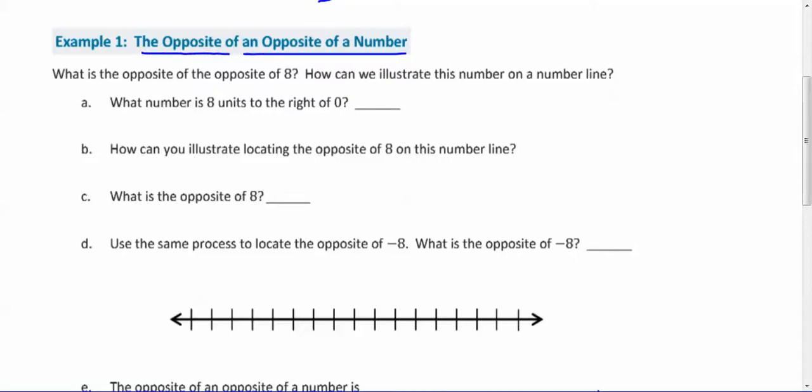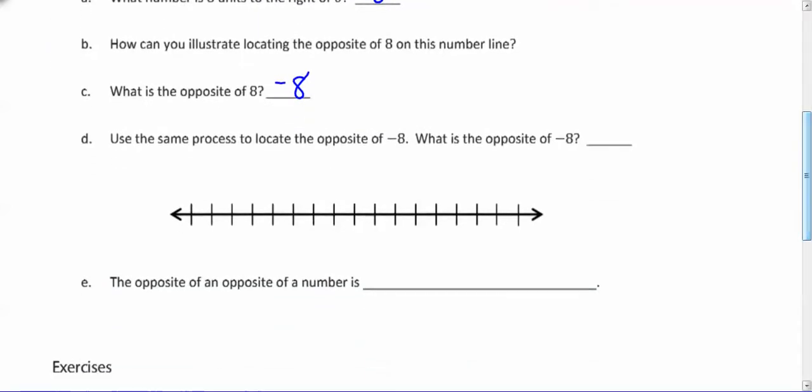What is the opposite of 8? 8. What number is 8 units to the right of 0? If you're going to the right of 0, that's positive 8. How can you illustrate locating the opposite of 8? You just draw negative 8. What is the opposite of 8? Negative 8. All right, use the same process to locate the opposite of negative 8. What is the opposite of negative 8? 8. The opposite of a number is the original number.